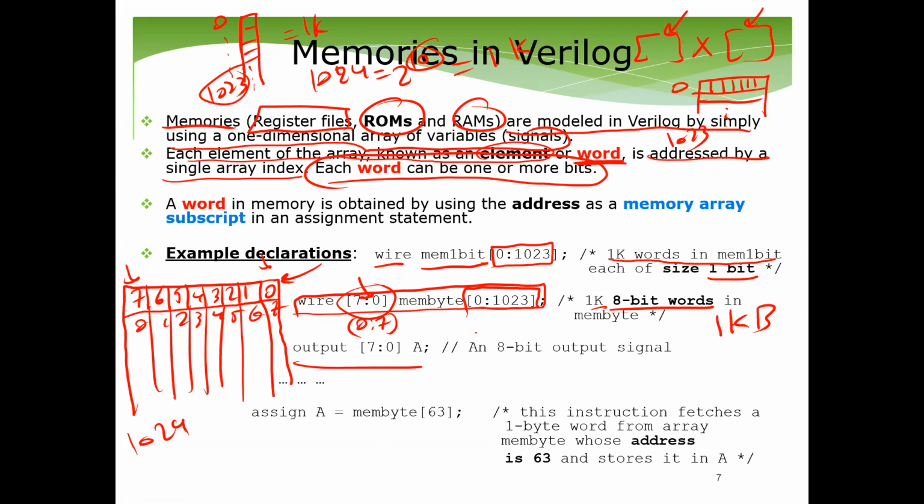So after you declare your memory, we need to declare the output. This is the output that you read out of the memory, so it's going to be the same size as your bits per word. I have 8 bits per word here, so my output has to be 8 bits.